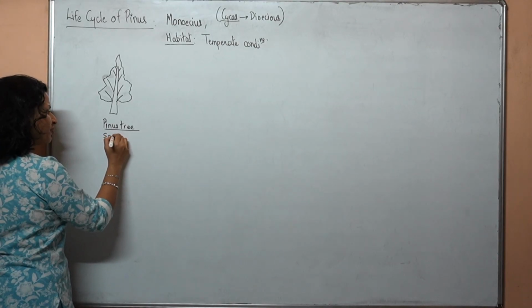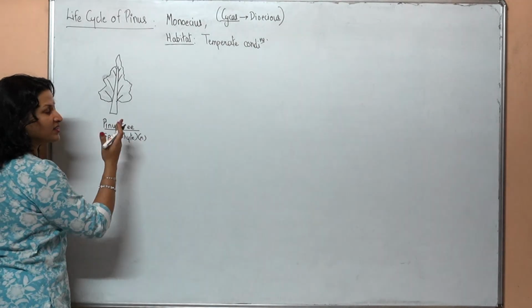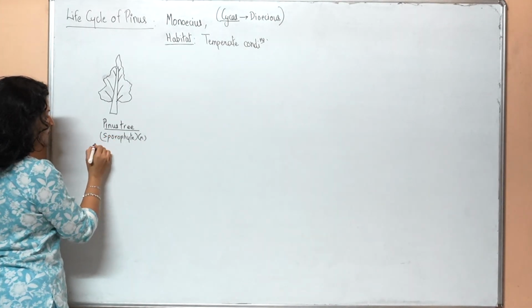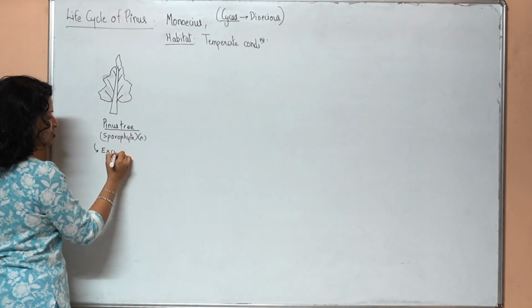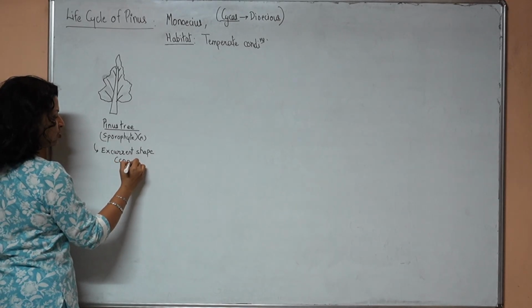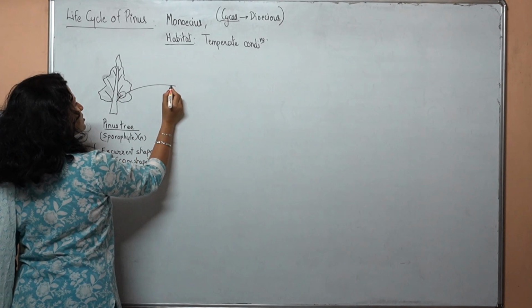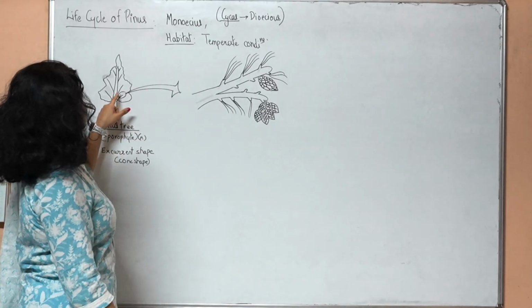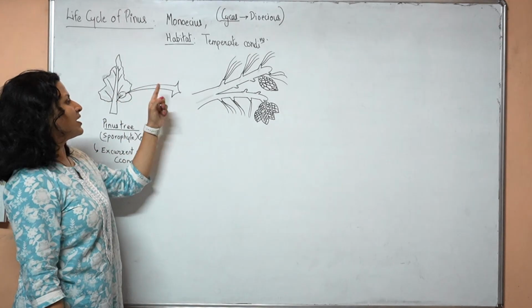This is the sporophyte. As you can see, the dominant phase is the sporophyte. And this shape is said to be an excurrent shape. Excurrent shape is the cone shape. Let us consider one of these branches, side branches. So as you can see, we are looking at one of these side branches here.